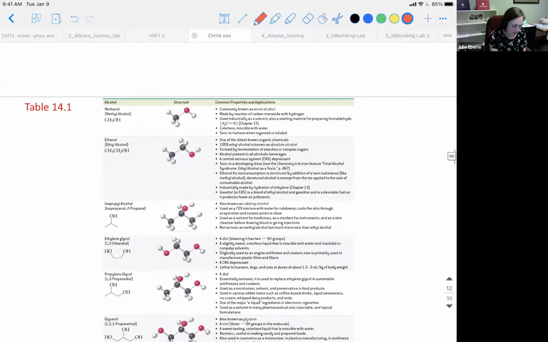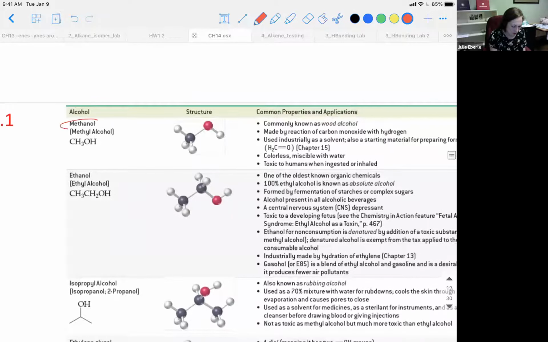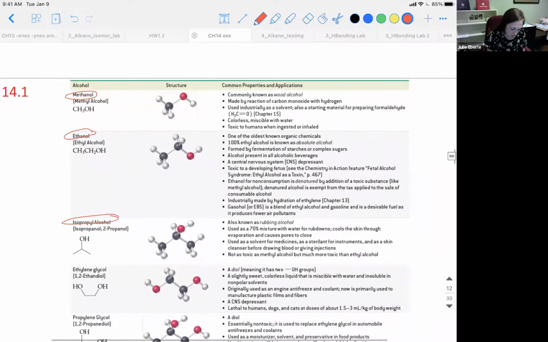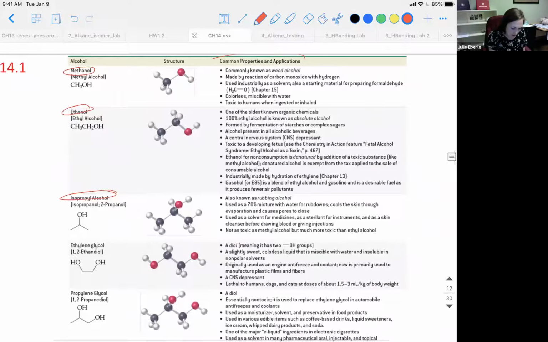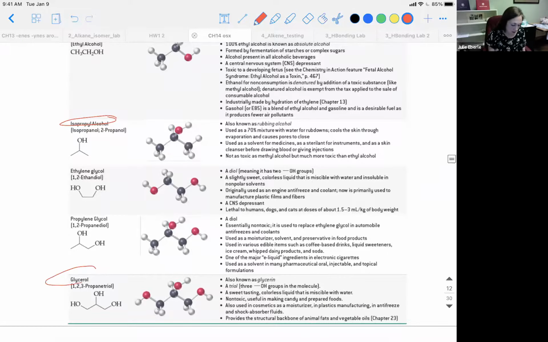Table 14.1. This is just a handy table. I really like it because it shows you different alcohols like methanol, ethanol, isopropyl alcohol. What is isopropyl alcohol used for? That's rubbing alcohol. You go buy a bottle at the store at Walmart, that's what's used. So it just tells you some of the common properties and applications. Do not sit here and memorize everything on this table. But I will say glycerol is really going to become important later on, when we get to fatty acids.